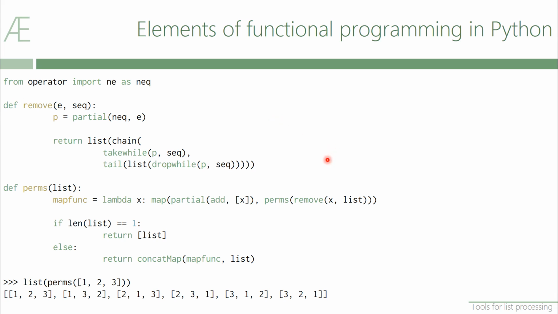To get all the permutations of 1, 2, 3, we need to get all the permutations of 1 to 3 that start with 1, all the permutations of 1 to 3 that start with 2, etc. But to get all the permutations of 1 to 3 that start with 1 is the same as to get all the permutations of 2 and 3 and append 1 in the beginning of them all. So here's an idea of recursive algorithm.